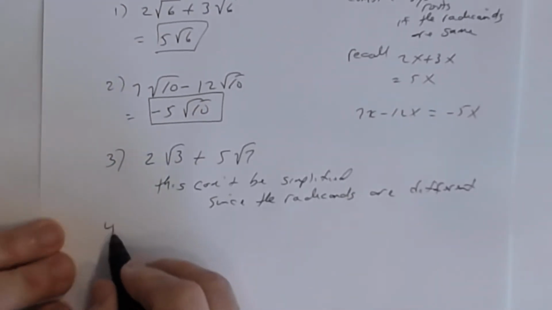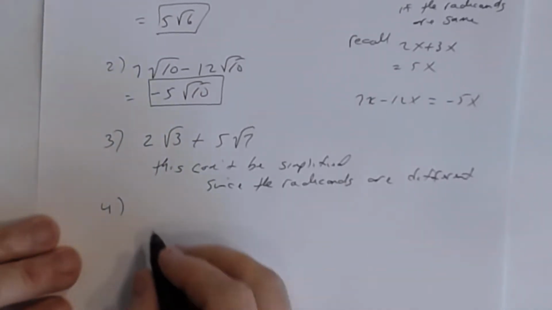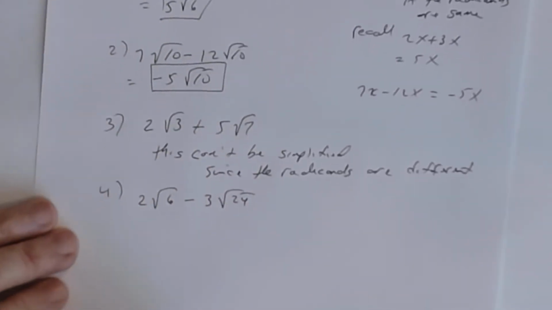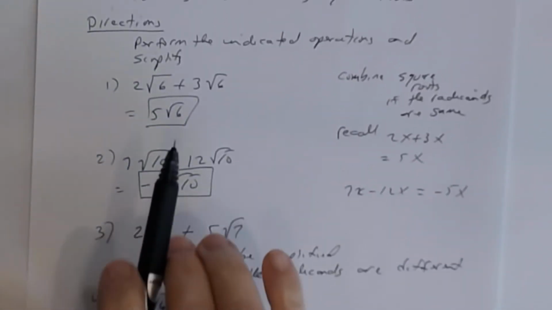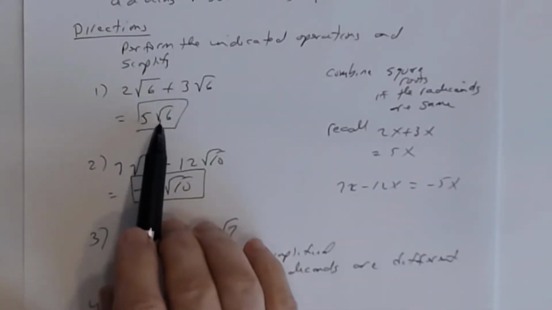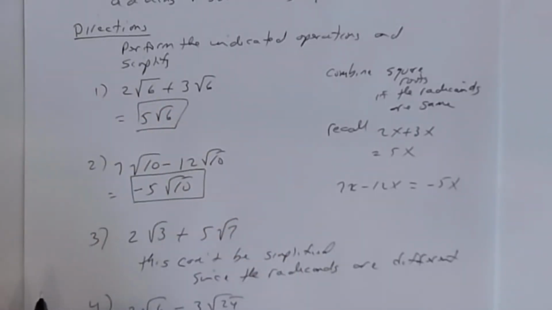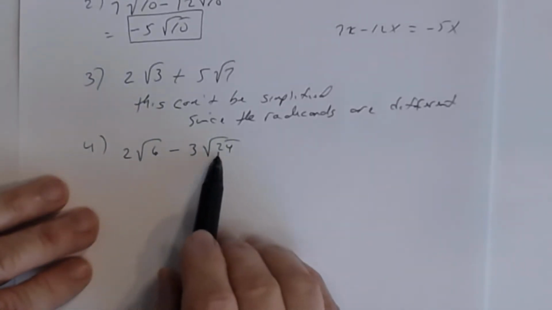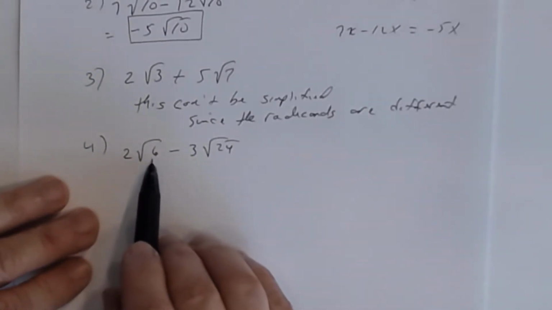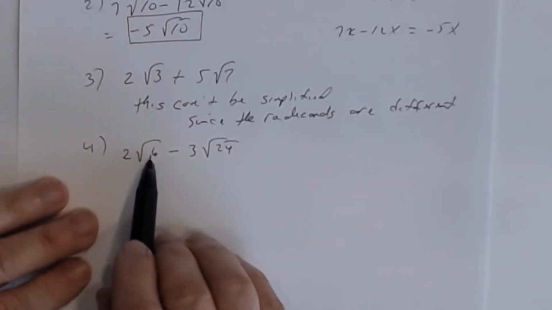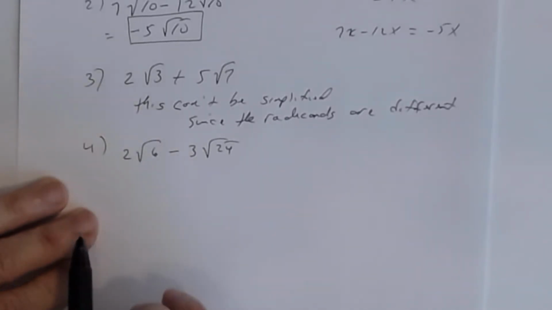All right, now let's look at number 4. You have 2 square root of 6 minus 3 square root of 24. Now you may say, well, the radicands are different, so I can't do anything. Well, you've got to be careful. Remember, we said I cannot simplify the square root of 6 because the only perfect square that goes into 6 is 1. So what you want to do first is look at your radicals, the square root of 6. Can I simplify the square root of 6? The answer is no, because the only perfect square that goes into 6 is 1.